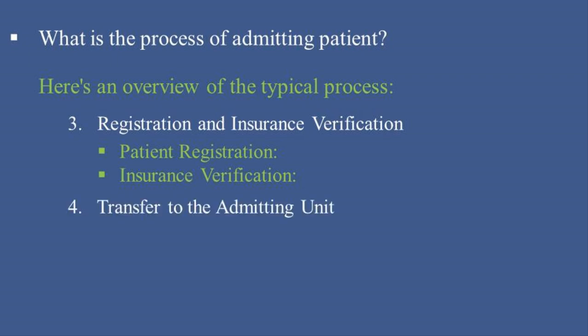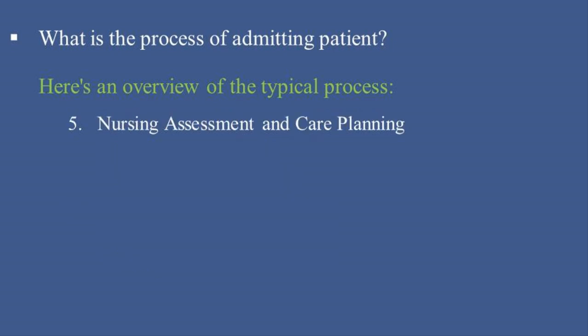4. Transfer to the admitting unit. Assignment of room/bed. The patient is assigned a room and bed in the appropriate unit based on their medical needs and the availability of hospital resources. Transport to unit. The patient is transported to the designated unit by hospital staff, such as transport personnel or nurses. In some cases, the patient may be transported on a stretcher or wheelchair, depending on their condition.